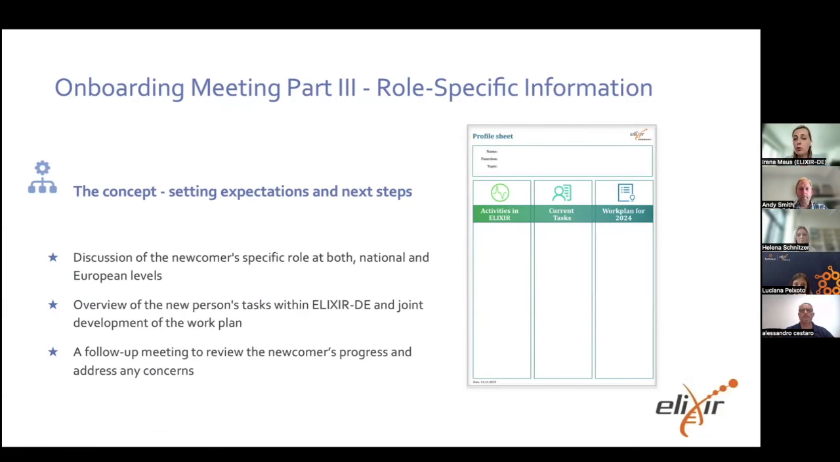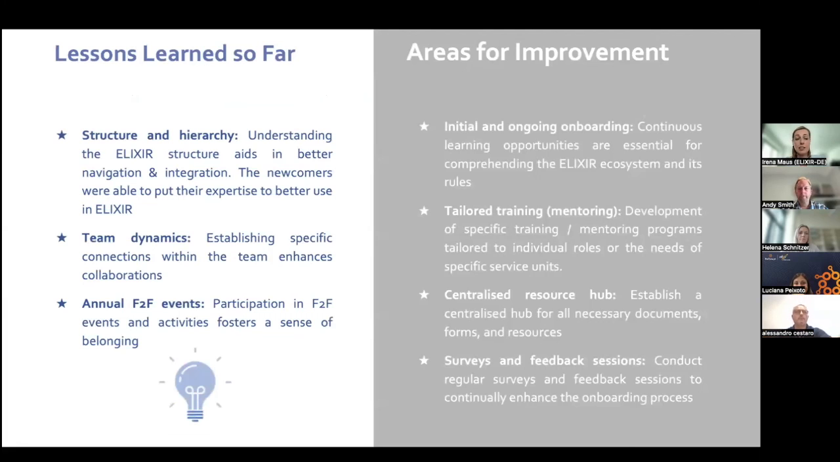To be able to do so, I developed a profile sheet, shown on the right side. It is divided basically in 3 columns dedicated to topics like activities in ELIXIR, current tasks in ELIXIR, and the work plan for the upcoming year of the new person. We fill in these sheets jointly, and by doing so, set expectations and next steps, basically.